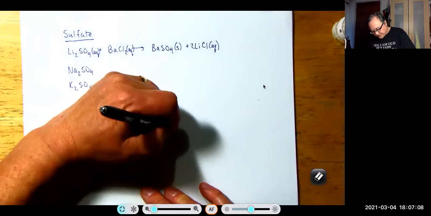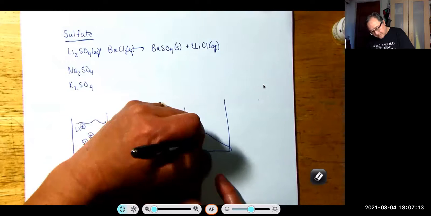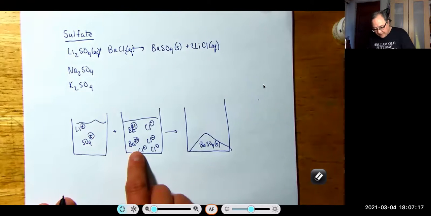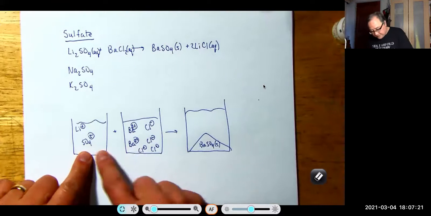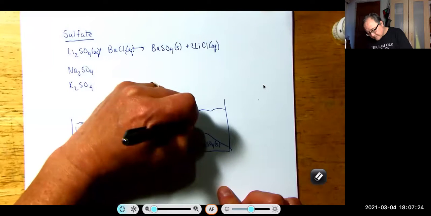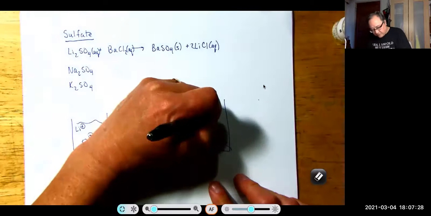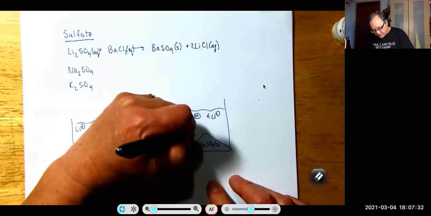So when you mix this, what would happen is barium sulfate would become a solid. Now here, if you take a look, only 1 barium would react. We'd have 1 left over. None of the chlorides would react. So I'm just going to put 4 chlorides. And your lithium would still be out here in the world, so to speak.